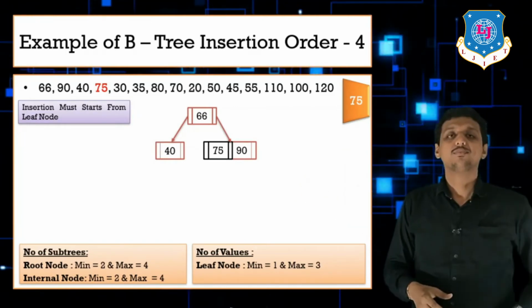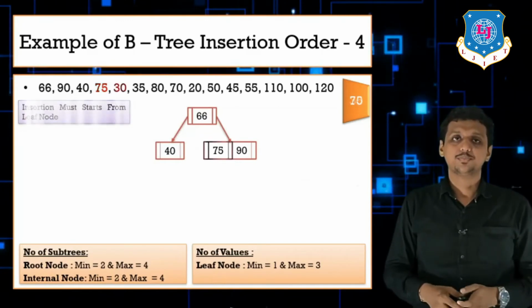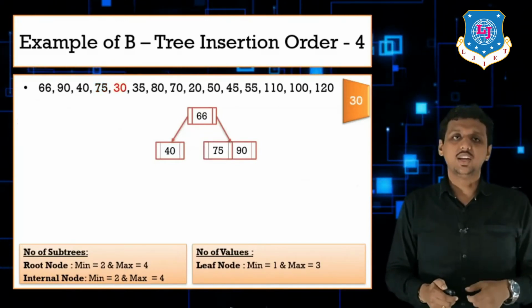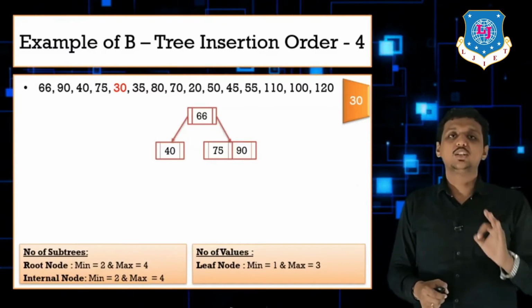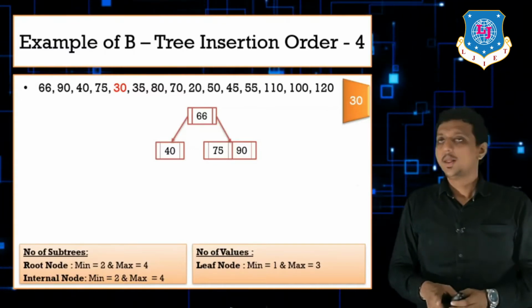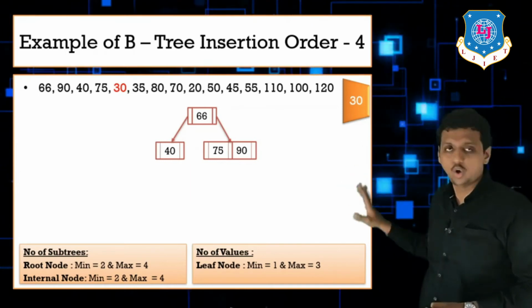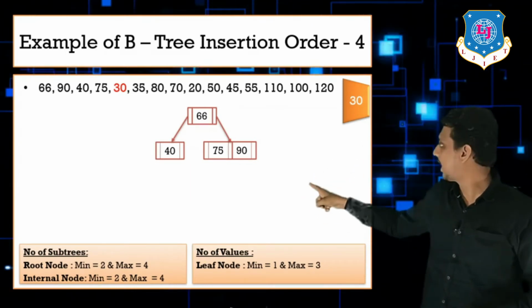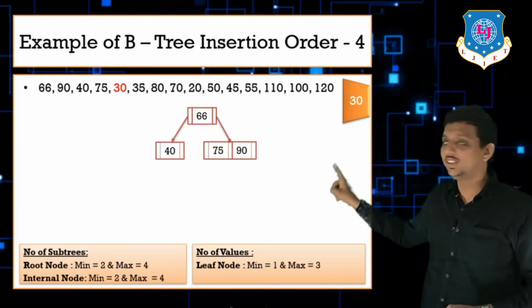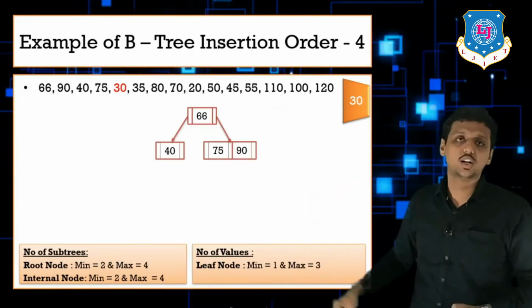Now let's begin with the next value. Students, next we have 30. Now tell me where you can insert this 30. 30 is less than 66, we already know that, so we must go to the 40 node. 30 is less than 40, so it must be on the left side of 40.